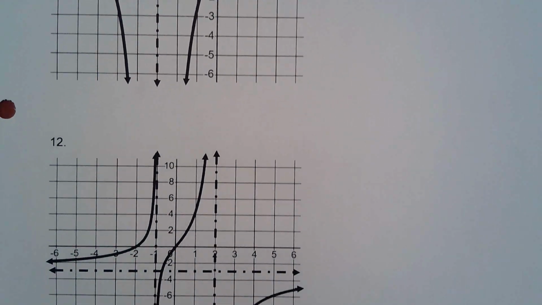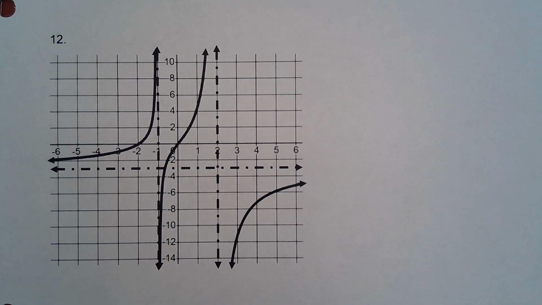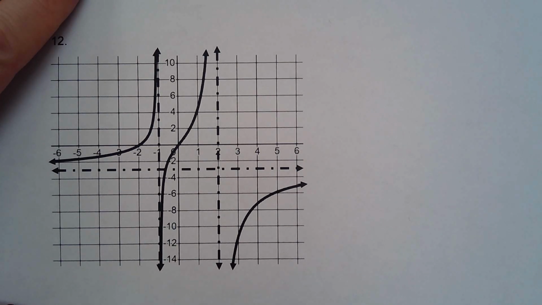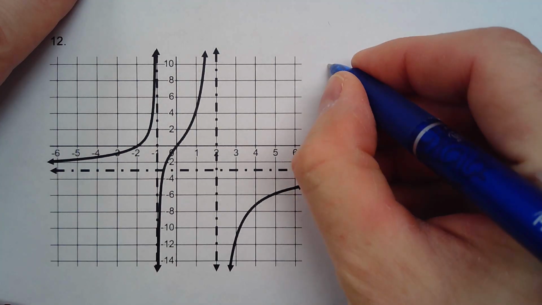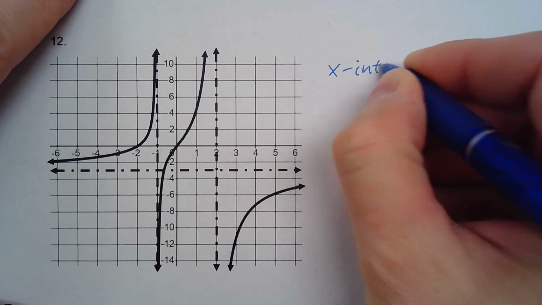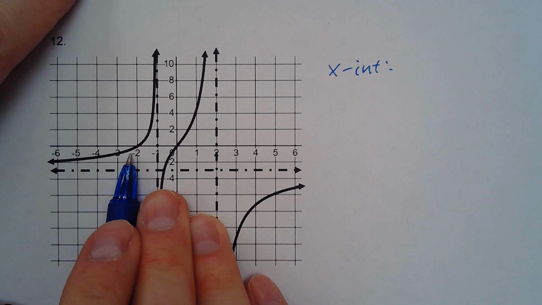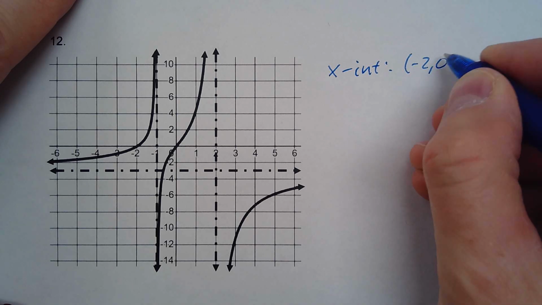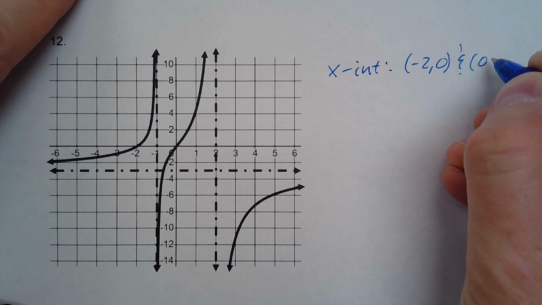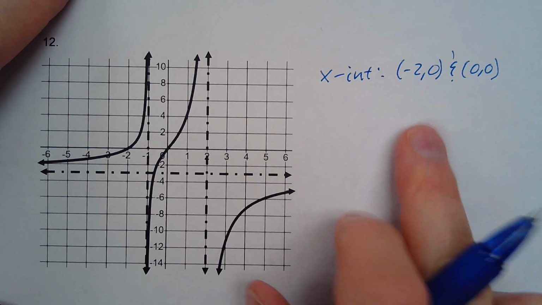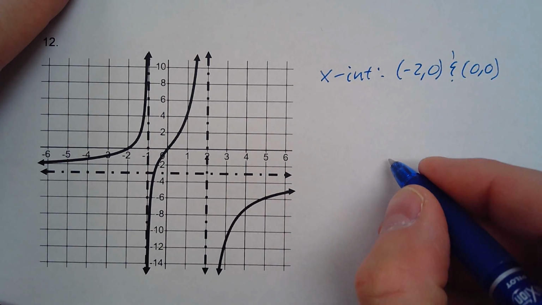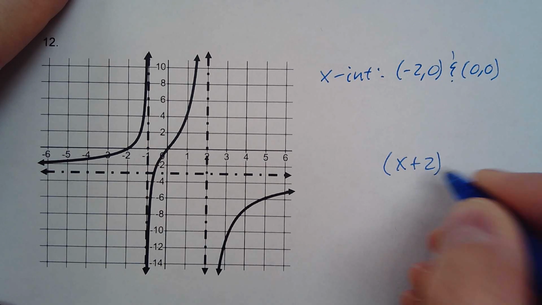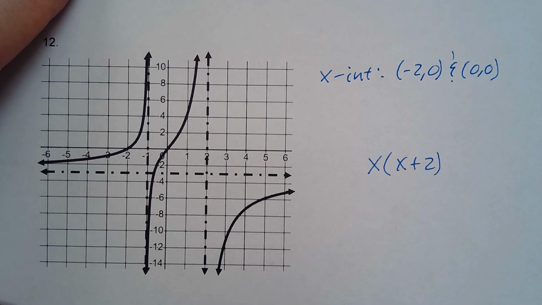All right, let's try this next one. So here I'm going to go after the x-intercepts. Got one at -2 and one at 0. So the -2 gives me a factor of x plus 2. The one at 0 gives me a factor of x. And that gives me my numerator.